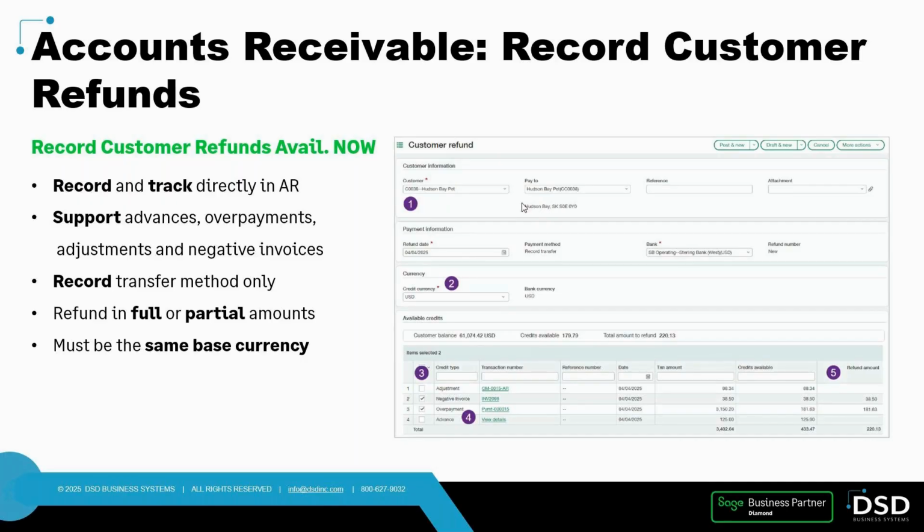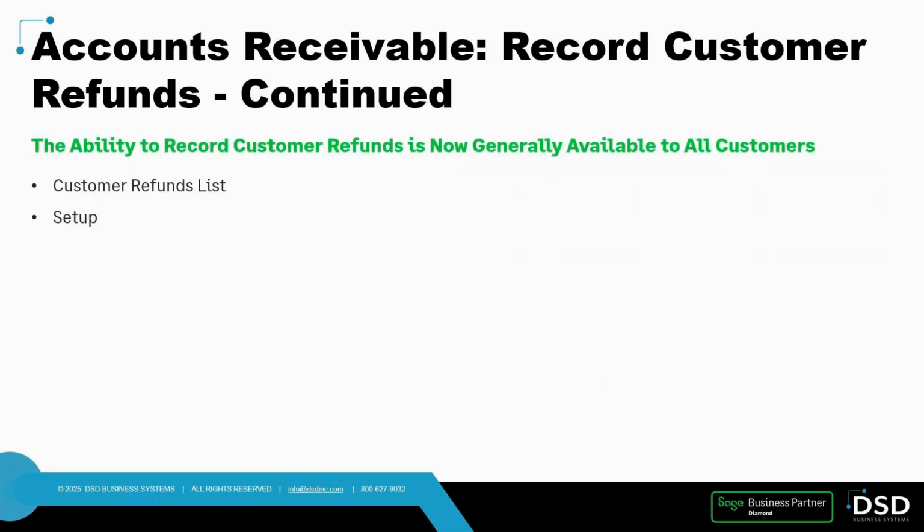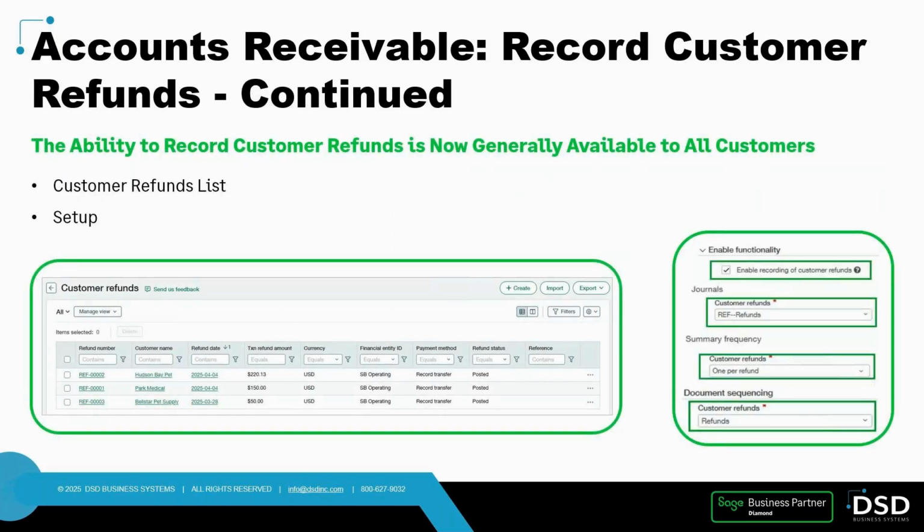Upon posting, Sage Intacct will automatically clear the selected credits, keeping the customer account up to date, recording that record transfer refund. As those refunds are recorded, you can review and manage both draft and posted refunds on the customer refunds list. You can drill down into the refund details, and from there, drill down into the credits that were refunded.